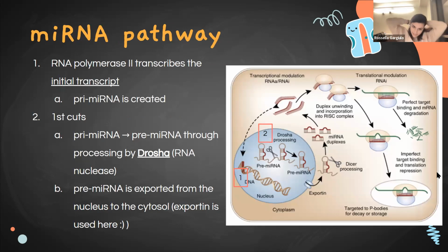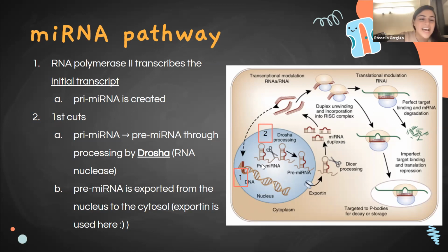Okay, so as you can see, the nucleus is in blue. You have your DNA that codes for the pre-miRNA. This diagram is actually wrong where it says pre-miRNA at first. It should say pri-miRNA. So I crossed it out.